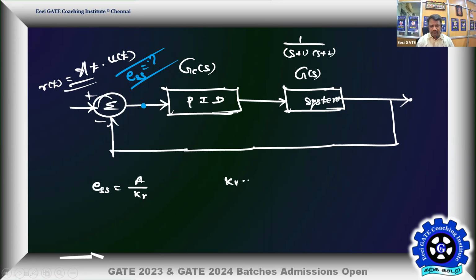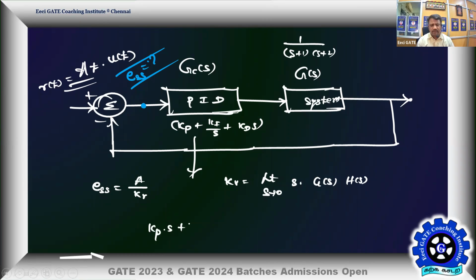So what is KV? KV is equal to limit S tends to 0 of S into G of S, H of S. Before that, you have your PID controller, that is Kp plus Ki by S plus Kd into S. Better you take the LCM and keep it ready. If you take the LCM, it is going to be Kp into S plus Ki plus Kd into S square.